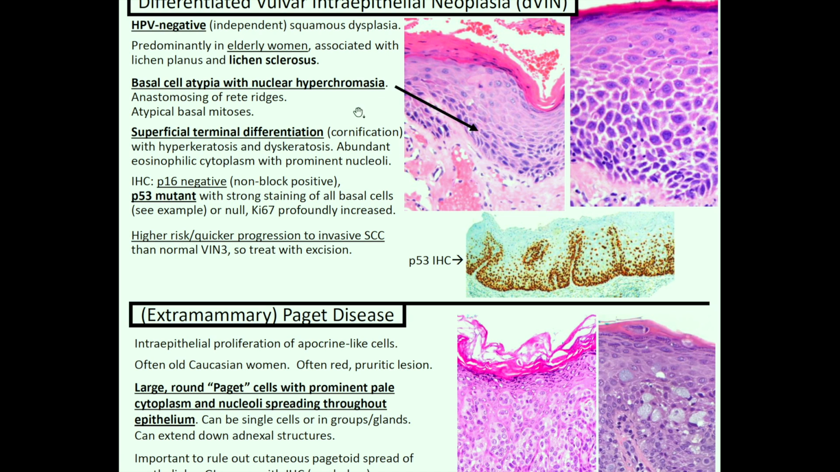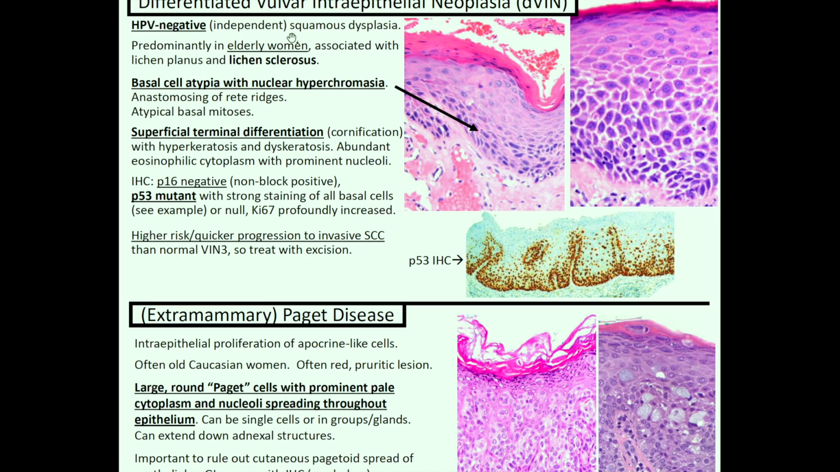For IHC, DVIN is going to be P16 negative or not block positive, and P53 mutant with strong staining of all basal cells for P53. See the example down here to the right. So this is how P53 would stain in the DVIN. Strong positivity in that basal cell layer, which is where we're going to see that basal cell atypia.